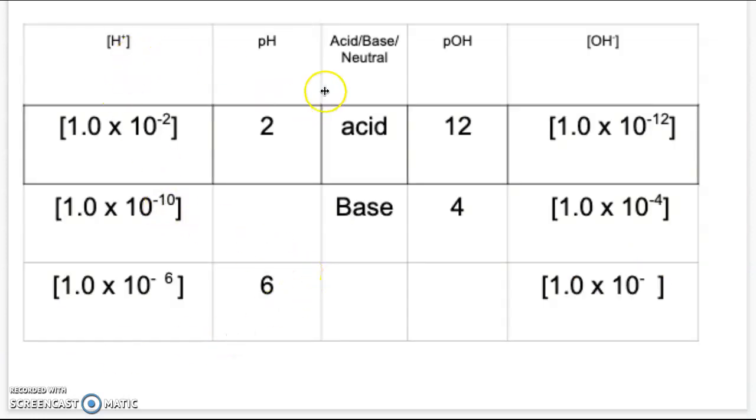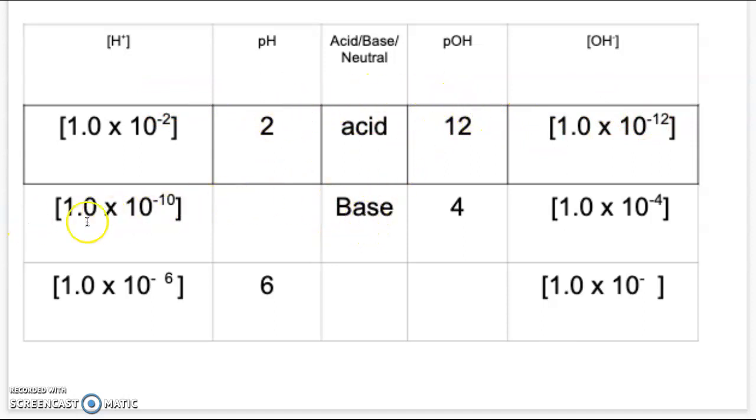Okay, let's look at a chart. Here's a chart where you have to fill it out as you go across from left to right. This is what your problems will look like. So if you have something that has a pH of 2, its hydrogen ion concentration is times 10 to the negative 2. A pH of 2 means it's less than 7, so it's an acid. 2 plus what makes 14? 2 plus 12, so the pOH is going to be 12. The hydroxide ion concentration is 1.0 times 10 to the negative 12th. Correlation here, and these two should add up to be 14.